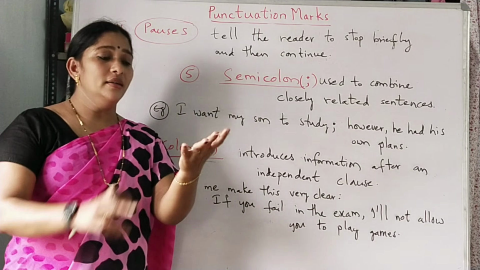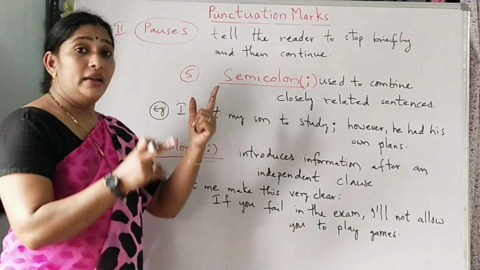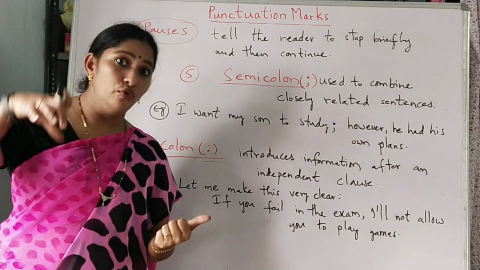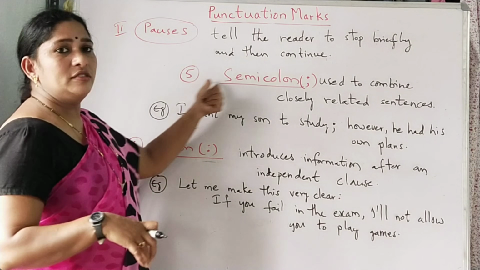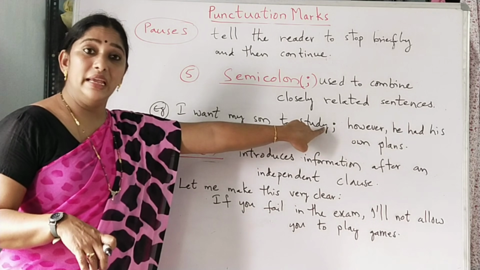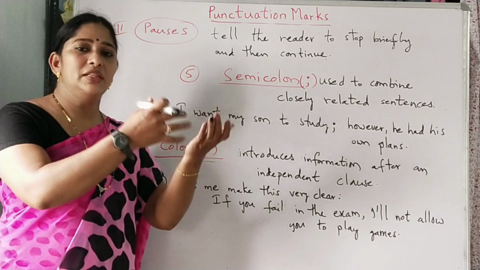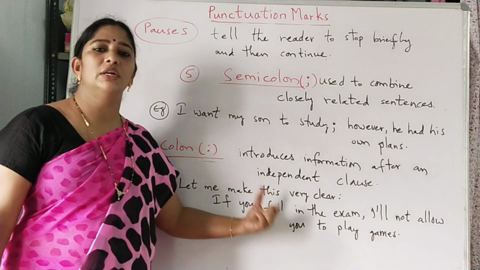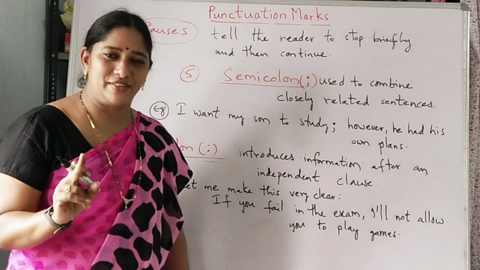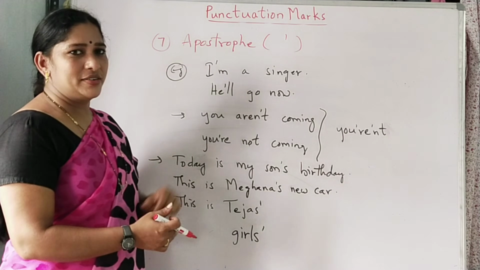So far we completed the first one, full stop, question mark, exclamation mark, and in the pauses, comma. In comma we get again 4 types there. And the 5th one is semicolon. Semicolon is used to combine closely related sentences. We can use either full stop or semicolon here. And the colon is used after the main clause to give brief information about that main clause. These are the 6. The 7th one is apostrophe. It's the last one. Keep on watching. Now the last one is apostrophe.